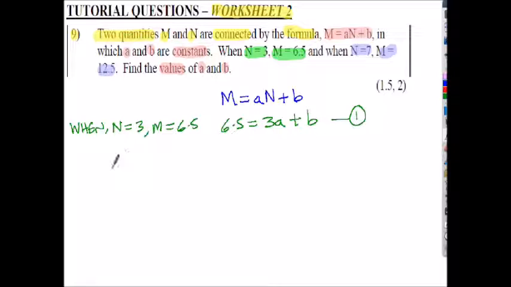We're also informed from the question that when N is equal to 7, the M is equal to 12.5. So we can form another equation. This time it would be 12.5 is equal to 7A plus B. And I'll call that equation 2.